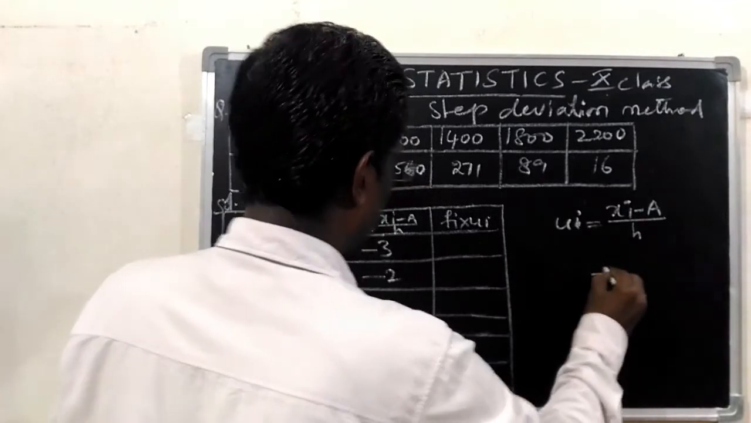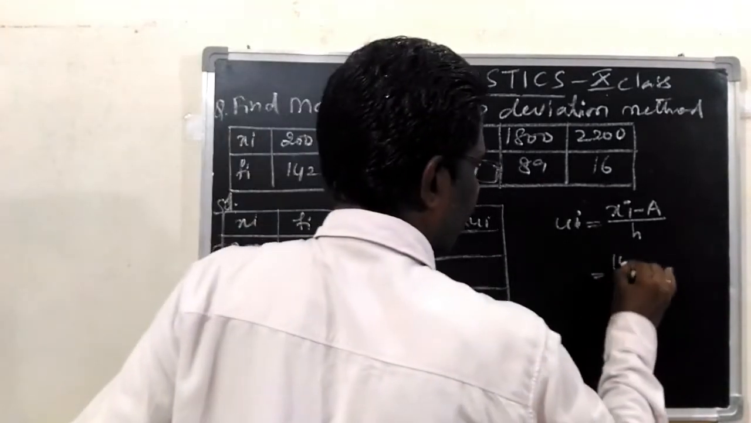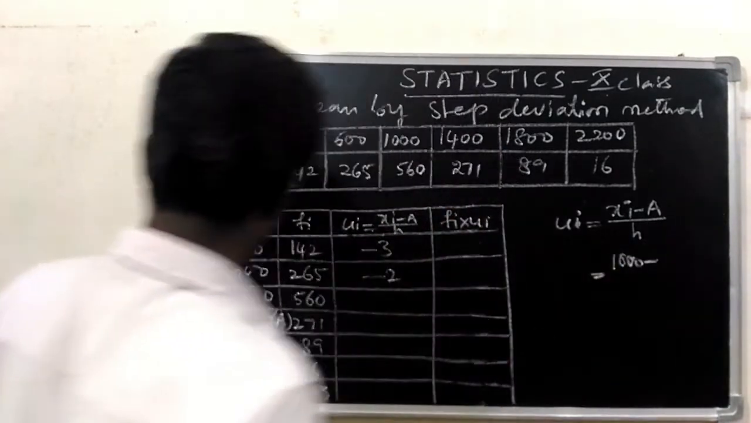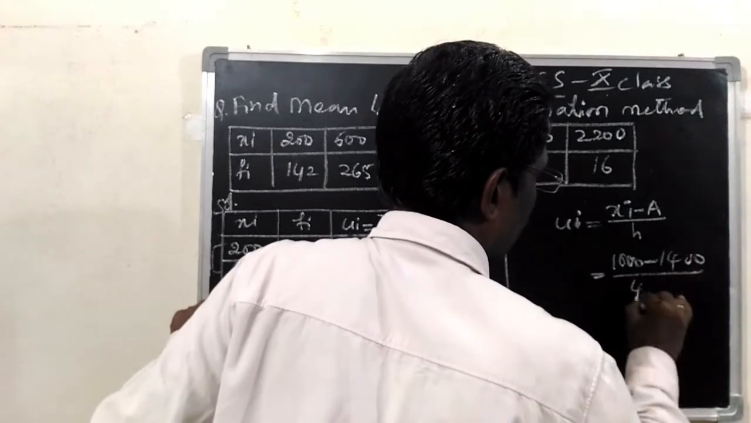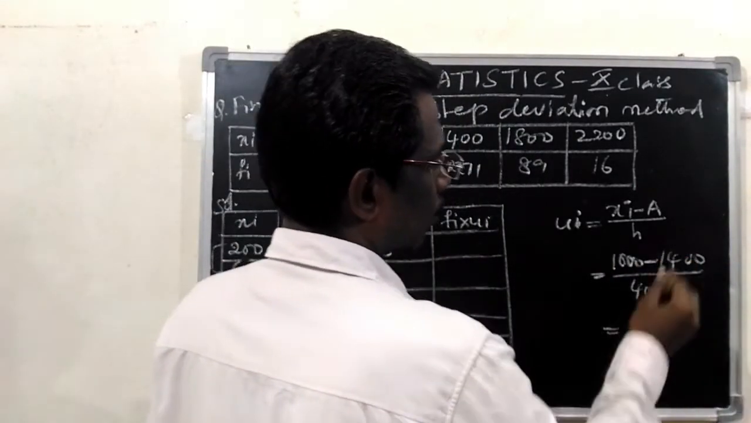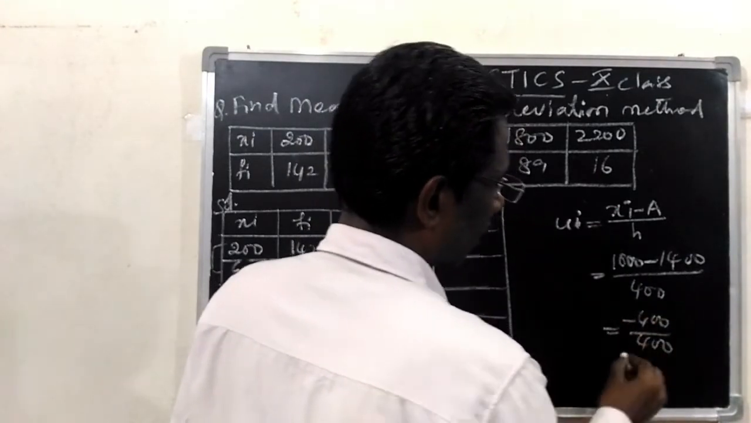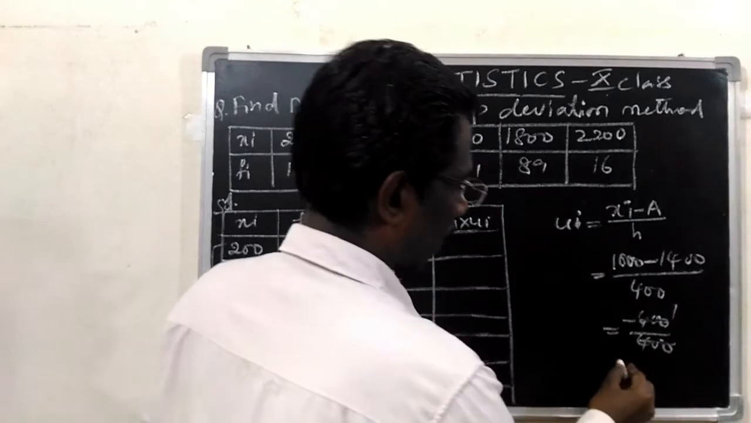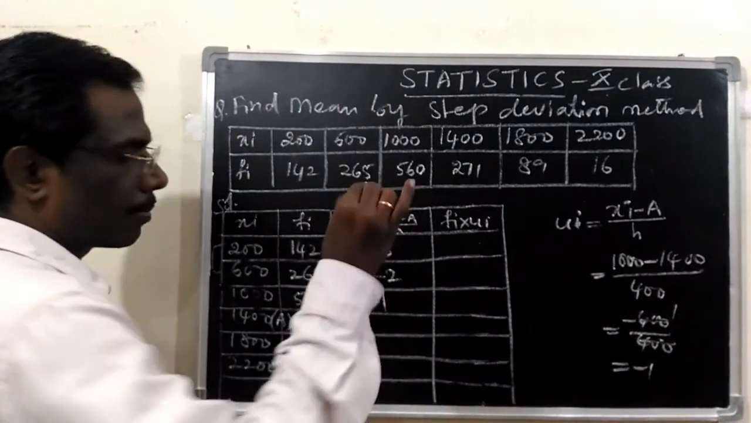Now I am going to find the third ui value. In the third ui value, the xi value is 1000 minus a, which is 1400, divided by h, which is 400. If we subtract these two, we get minus 400 divided by 400. 400 ones are 400, so its value is minus 1. The third one is minus 1.